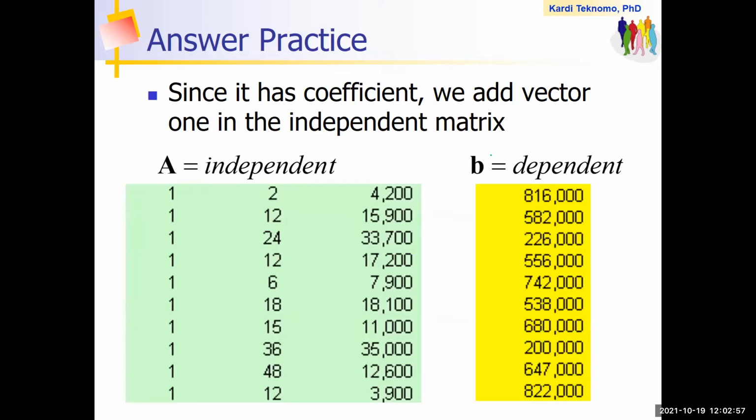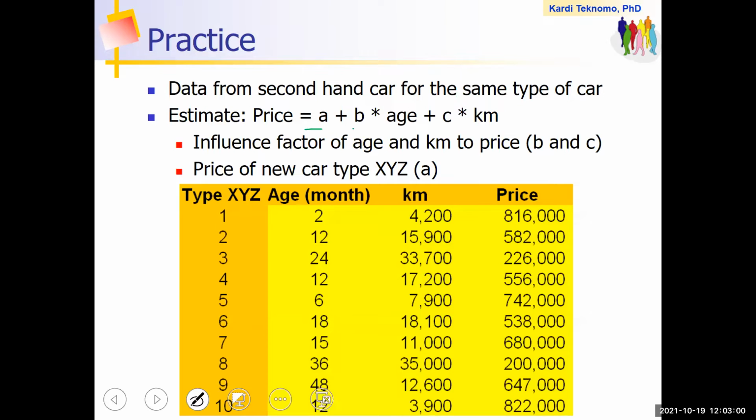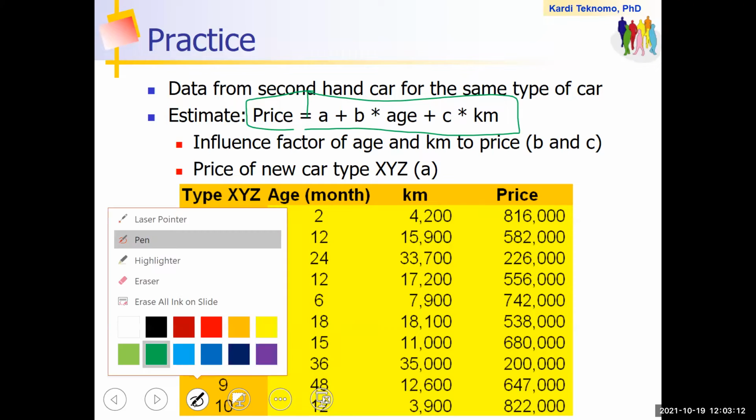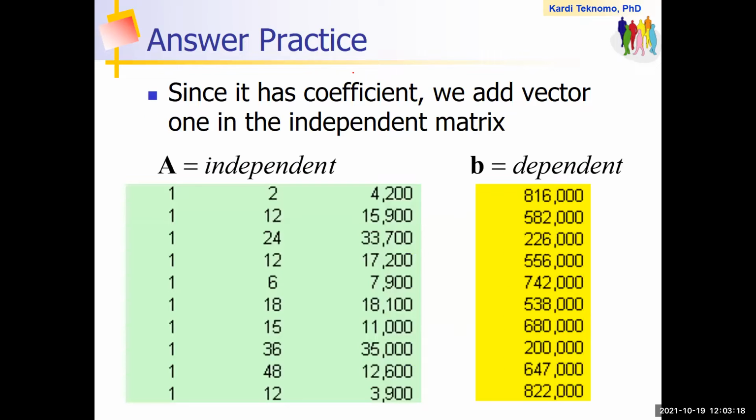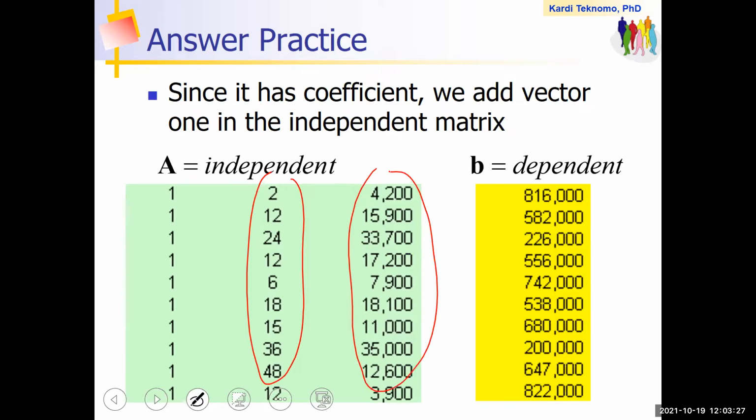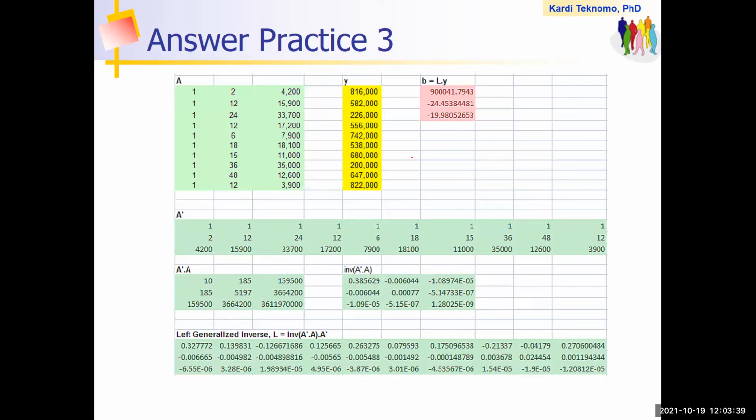So in here, our model is A plus B times age plus C times kilometer. So that means A times 1. In A, you multiply with 1, so that's why we have this matrix: A times 1, and then this is the number of months, and this is the kilometer. And the dependent is the price. Then how do you solve it? The same, you use the same method.